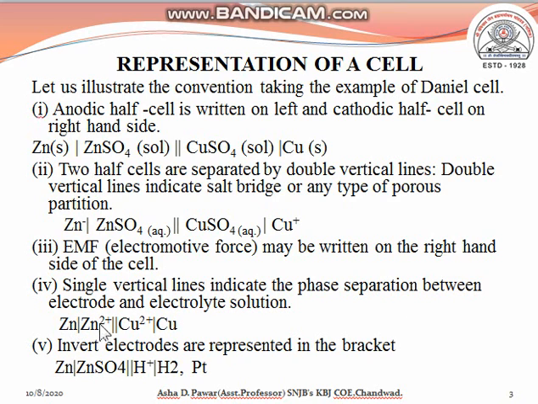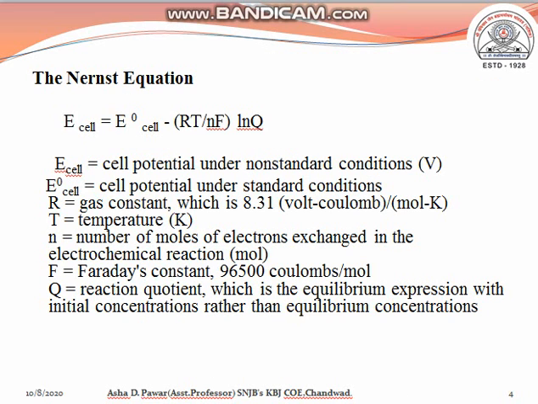See here, zinc in presence of zinc 2 plus, that is zinc sulfate, and copper in presence of copper 2 plus, that is copper sulfate, are indicated by the single vertical line. Inert electrodes are represented in brackets. So for the measurement of the electromotive force, or we say E cell, we use the Nernst equation. E cell is equal to E0 cell minus RT upon NF into ln Q.